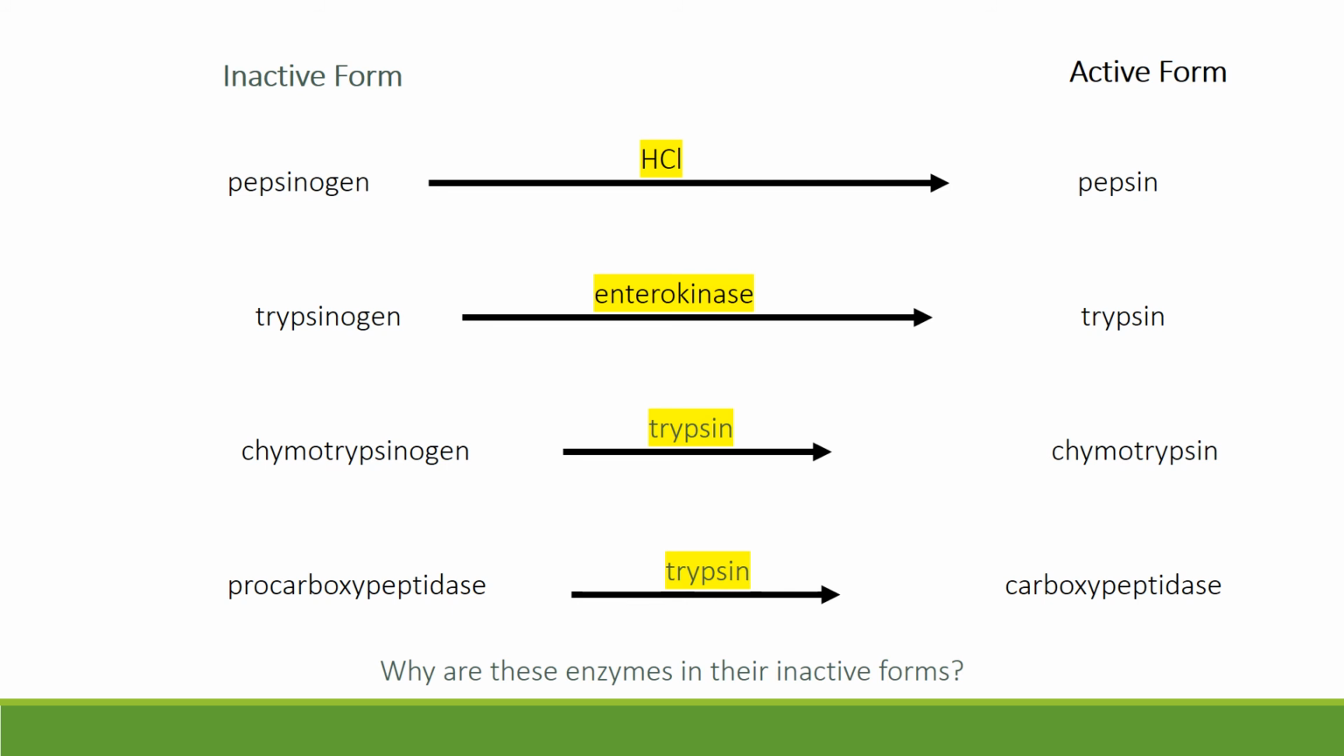Pepsinogen, the inactive form, becomes active in the presence of hydrochloric acid. Trypsinogen, inactive, is activated by enterokinase and becomes trypsin. Chymotrypsinogen is activated by trypsin and becomes chymotrypsin. And procarboxypeptidase is activated by trypsin as well and becomes the active form carboxypeptidase.